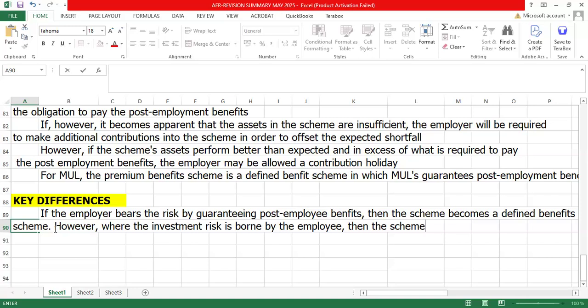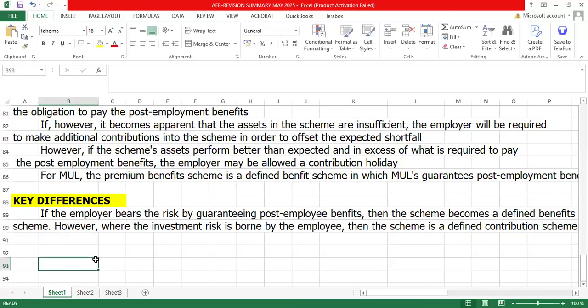So here we are saying, however, where the investment risk is borne by the employee, then the scheme is a defined contribution scheme. That's the key difference.